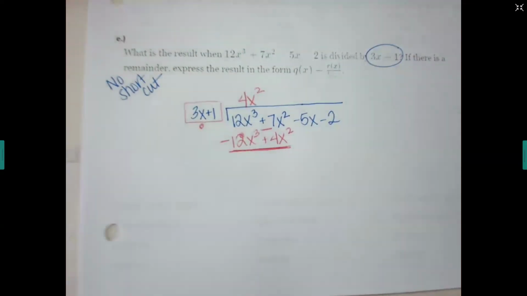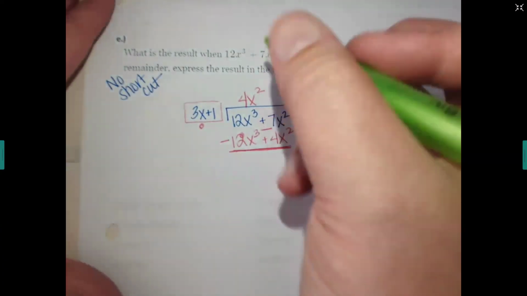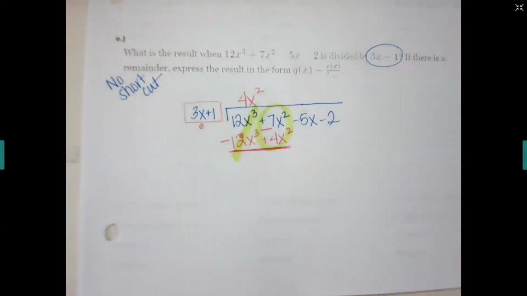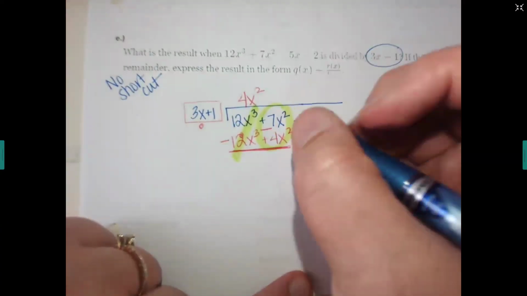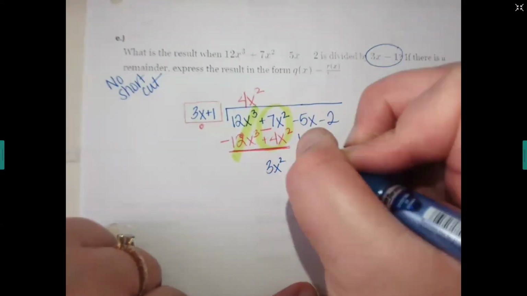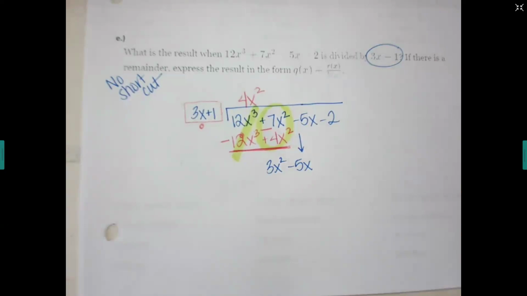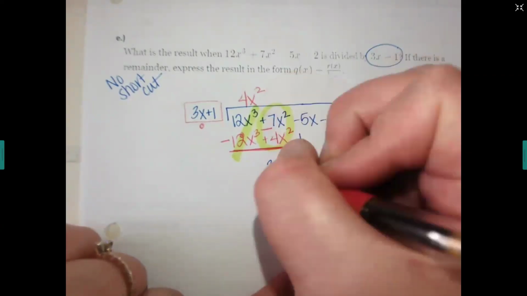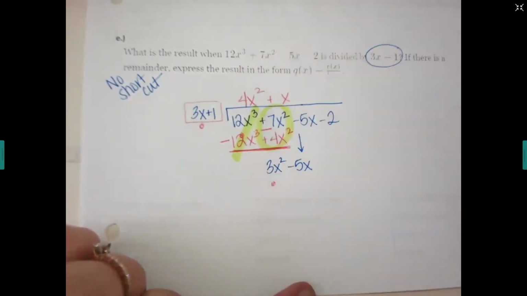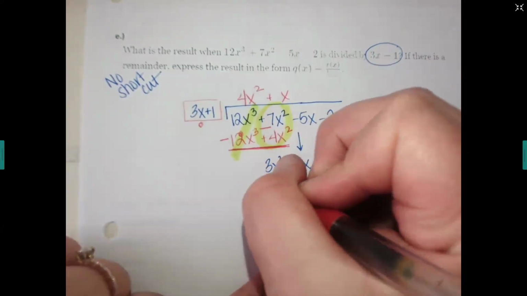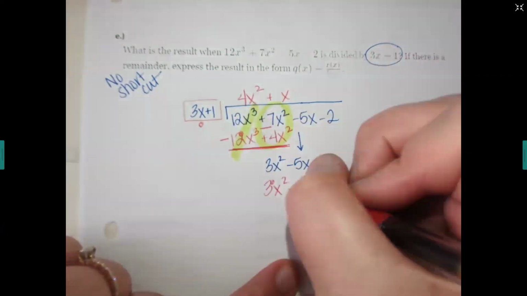12 minus 12, what's going to happen in the front? Always should cross out. 7 minus 4 leaves me with how many to bring down? 3x squared, and then minus 5x. Then I repeat the process. What would I need my 3x to times by to perfectly match a 3x squared? All I would need is an x, that's correct. x times 3x is a 3x squared. x times 1 is a 1x.